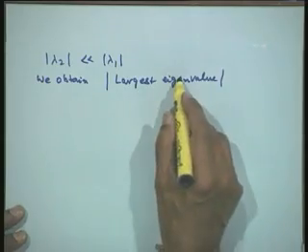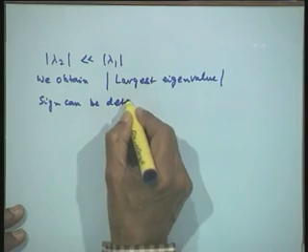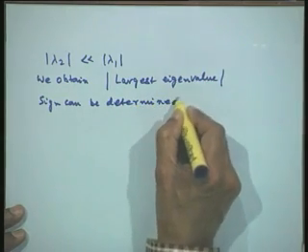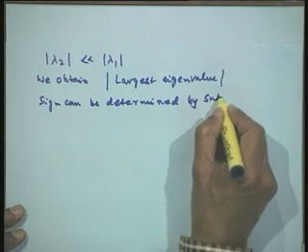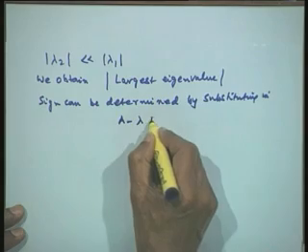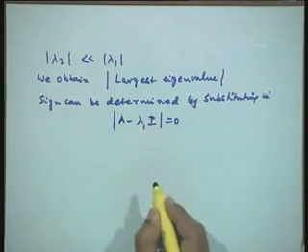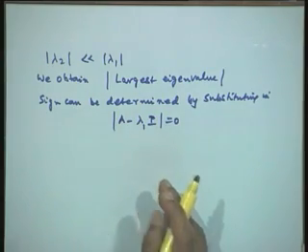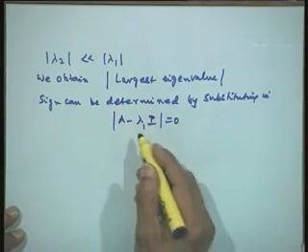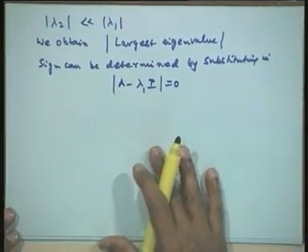Now, if I want the sign of the eigenvalue, I must put it back in the determinant and check that the characteristic equation is satisfied. So, the sign can be determined by substituting in the characteristic equation, determinant of A minus lambda I equal to 0. Whether it is satisfied for the positive value or for the negative value, we just have to check, so that you are sure of the sign of the eigenvalue.